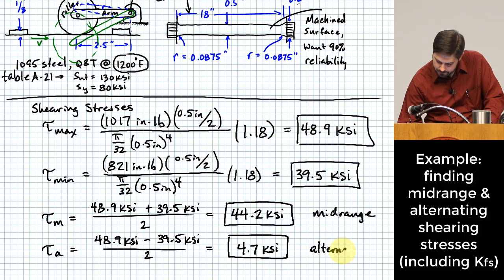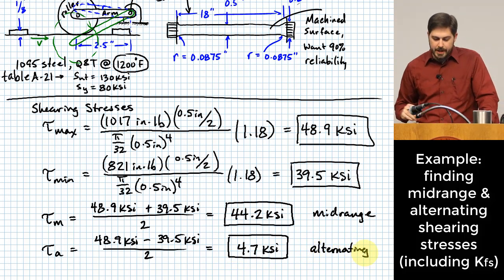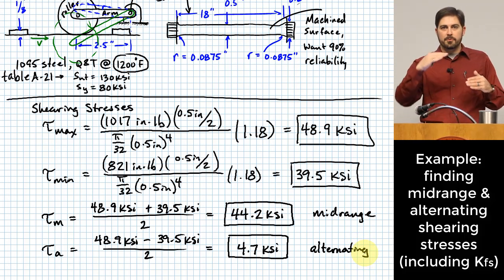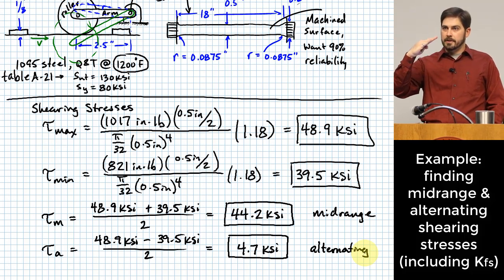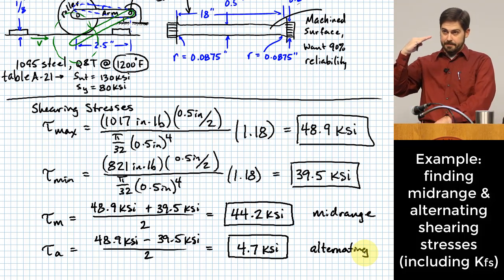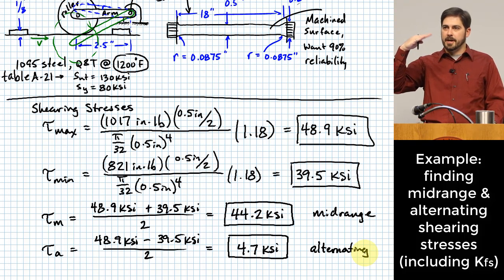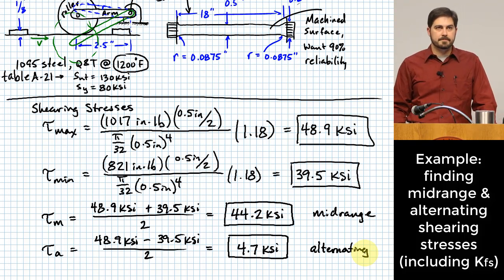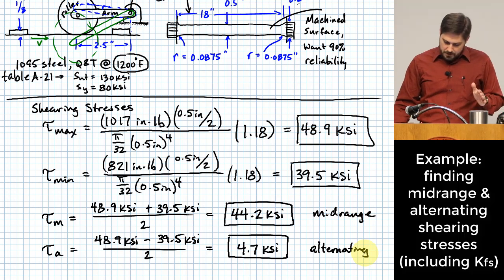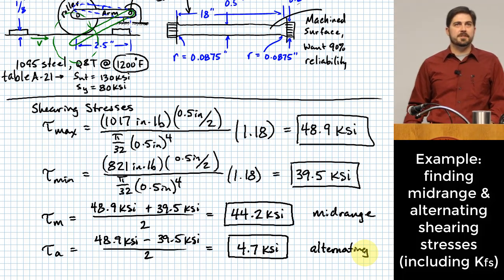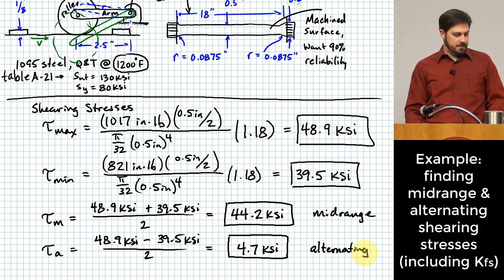What exactly is tau sub A? This is your alternating component of stress. Think of it this way: halfway through the range of motion of that lever, the stress in the shaft is going to be that mid-range stress. But the stress is then going to change off of that level by positive 4.7 KSI and negative 4.7 KSI off of that middle position. Yes, sir. All right, so there's our mid-range and alternating stresses, and we're going to remember those for when we get into finding factors of safety using our failure criteria.